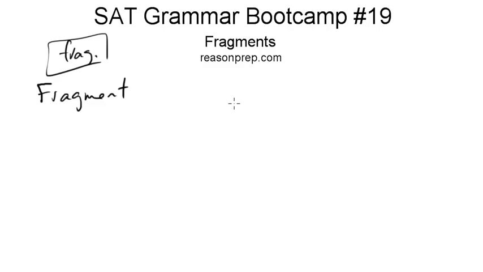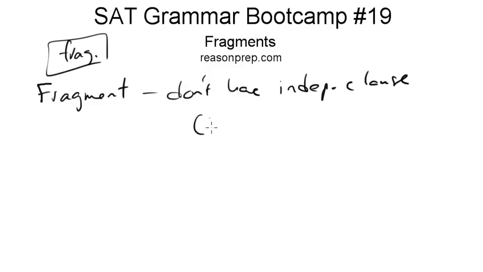So like I said, a fragment is when you don't have an independent clause, aka you don't have a subject-verb relationship in the sentence or a finite verb in the sentence. Now you could have verbals, that is, you could have words that look like verbs and are kind of forms of verbs, but that doesn't mean you're going to have a complete sentence if you don't have this subject-verb relationship or this finite verb. So what are some examples?